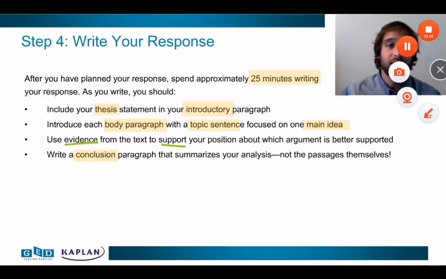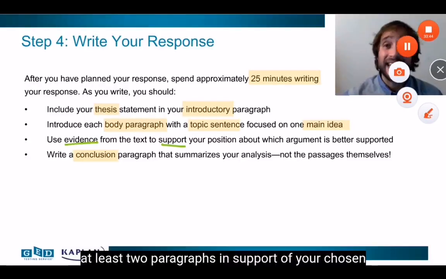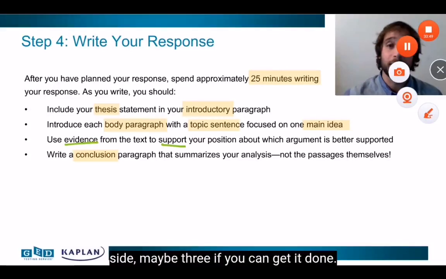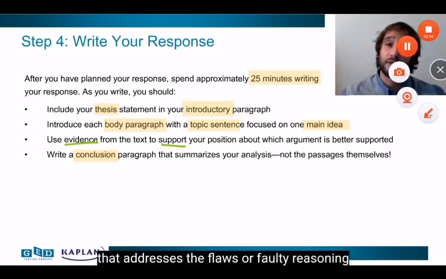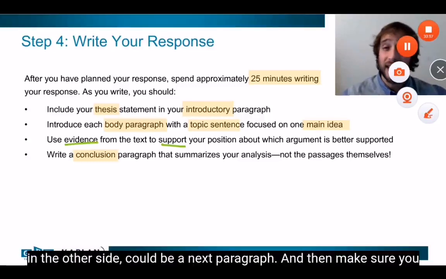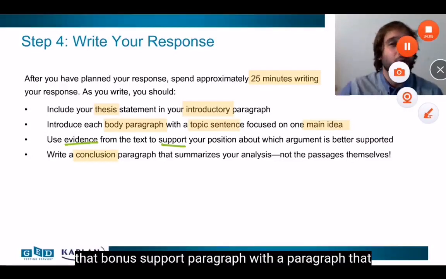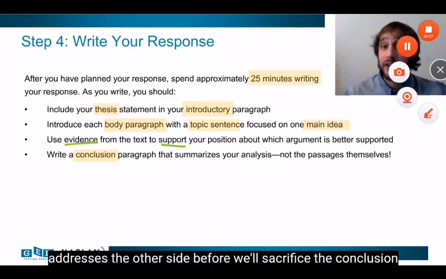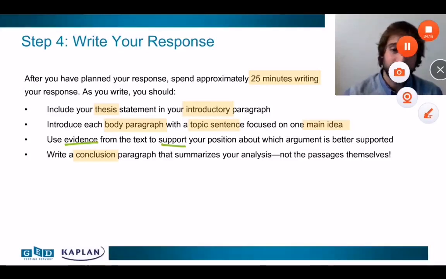All right, so we'll talk about the different structures here, but usually intro, at least 2 paragraphs in support of your chosen side, maybe 3 if you can get it done. Maybe including another paragraph, kind of a flex paragraph, that addresses the flaws or faulty reasoning in the other side. Could be a next paragraph, and then make sure you have a conclusion. Okay, so we definitely would sacrifice that bonus support paragraph or the paragraph that addresses the other side before we'll sacrifice the conclusion, because we won't get full points unless we have that strong organization.